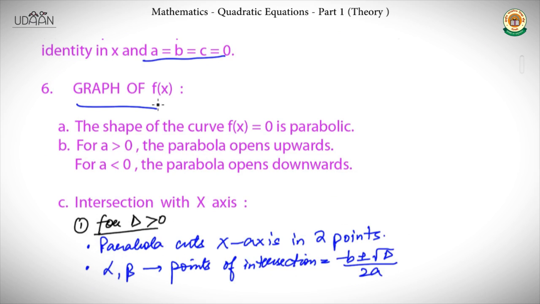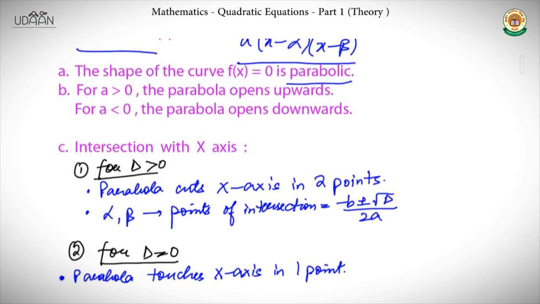Next, we discuss the graph of f of x, that is the quadratic. The shape of the curve f of x is equal to 0 is always parabolic. There can be two cases. We determine a quadratic first of all in the form a into x minus alpha into x minus beta, factorizing in terms of its roots.